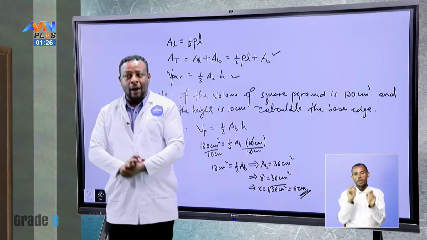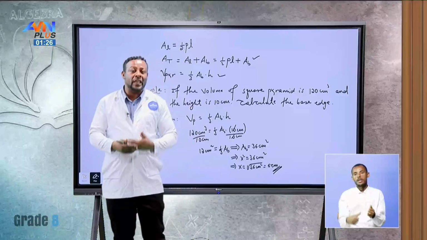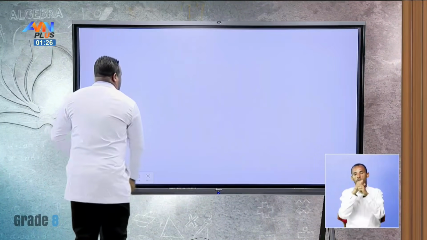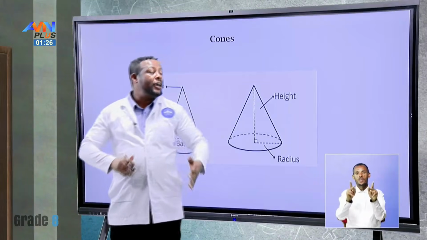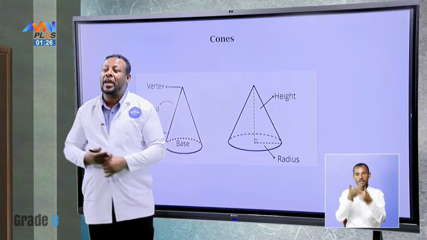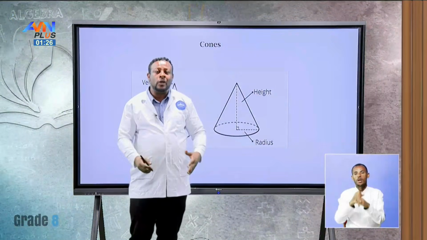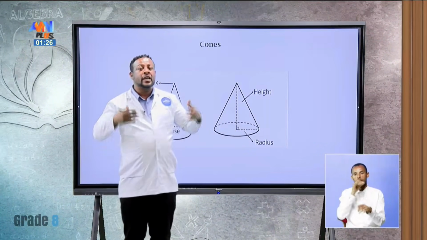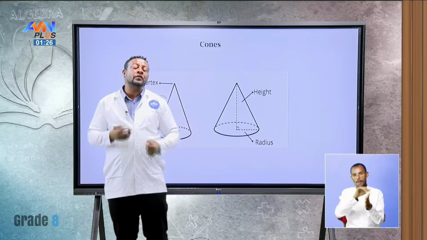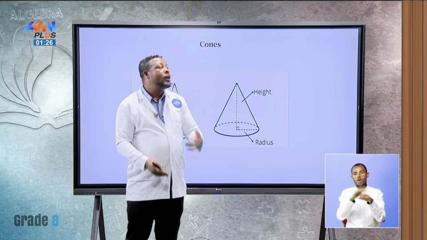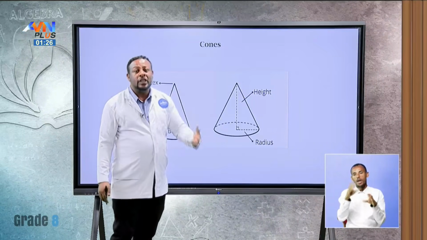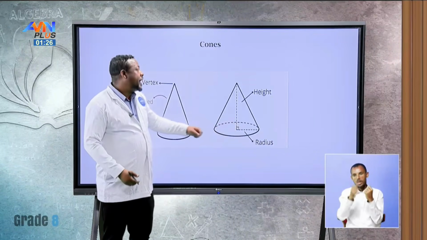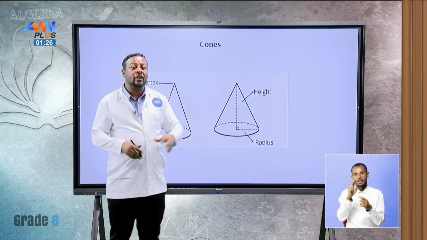Now we proceed to the next lesson, which is about a cone. Today we discuss a cone. As usual, before we proceed to the different properties and the measurements, we need to be familiar with the different terminologies on a cone. A cone is a solid figure having one base, as you can see here, and a vertex which is not lying on the base.